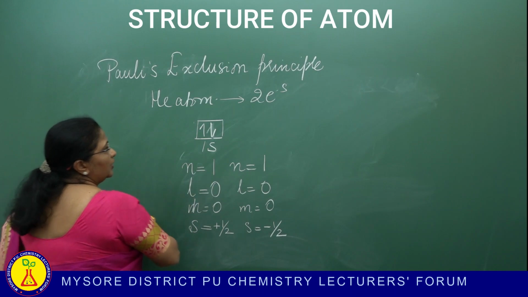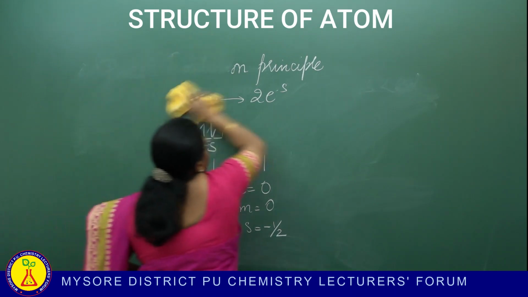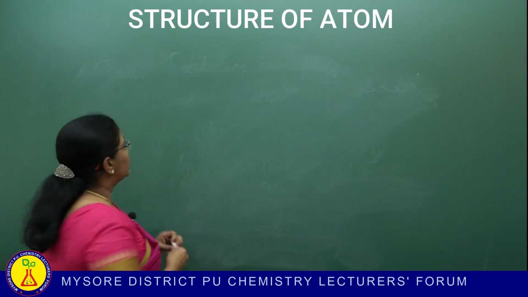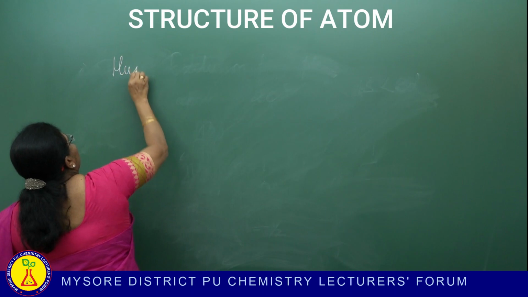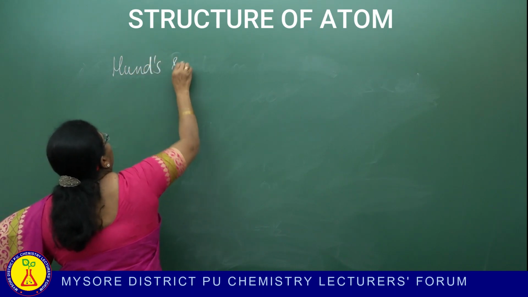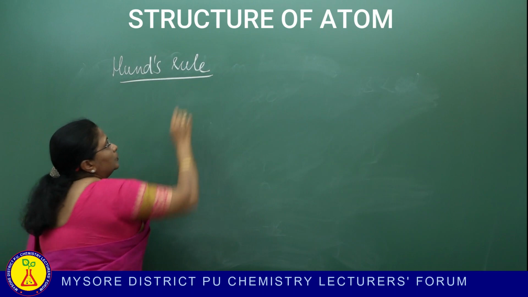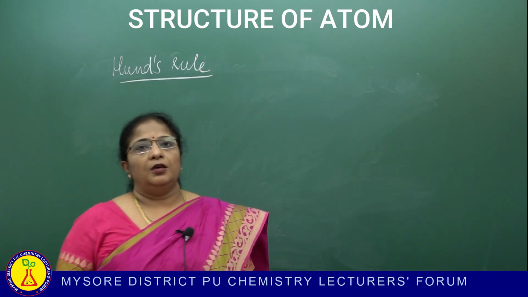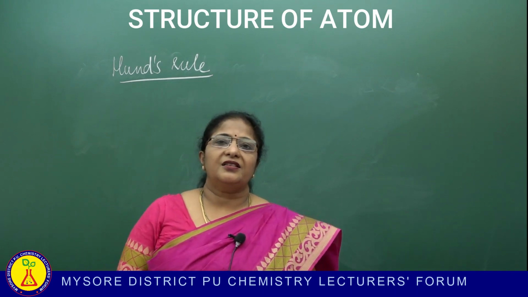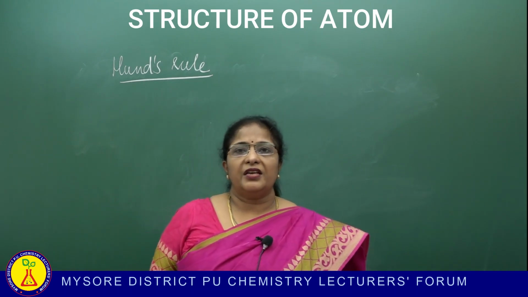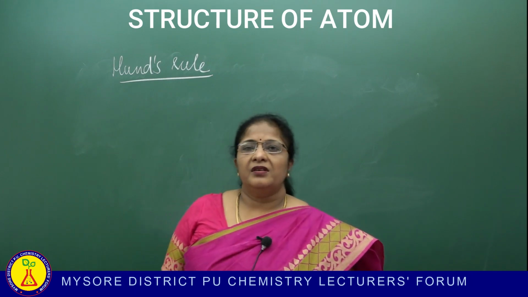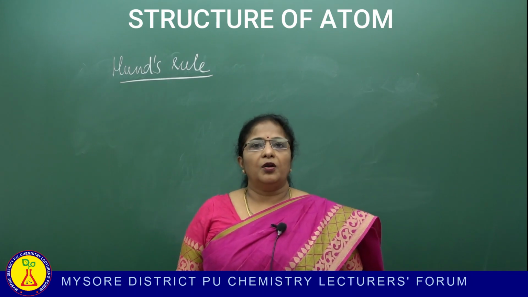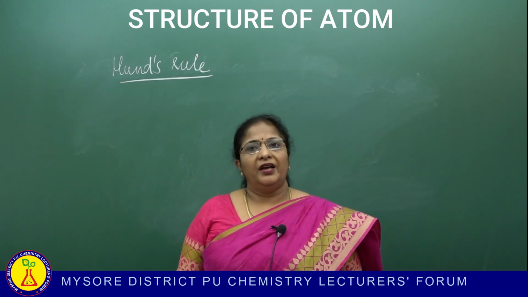Now what was the third principle I mentioned? The third principle is called Hund's rule of maximum multiplicity. Now what does this rule state? This rule states that whenever you have a set of degenerate orbitals... What do you mean by degenerate orbitals? Degenerate orbitals are orbitals of equal energies.